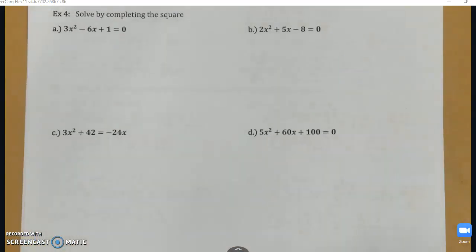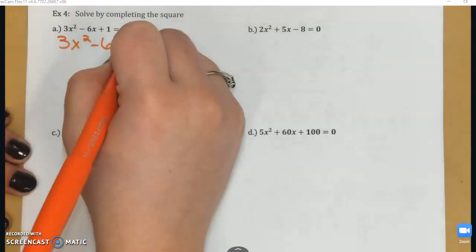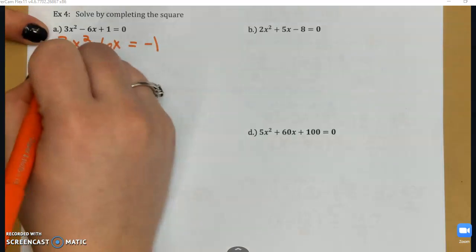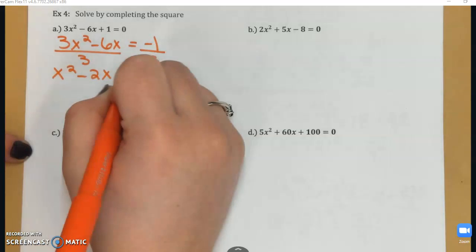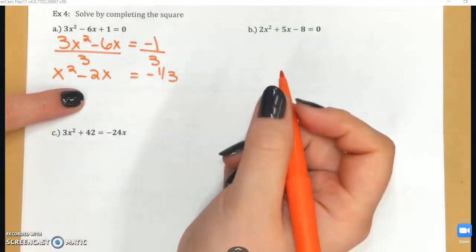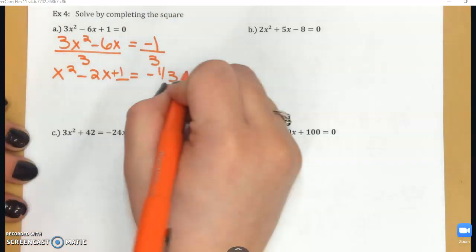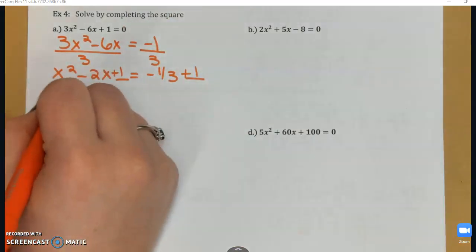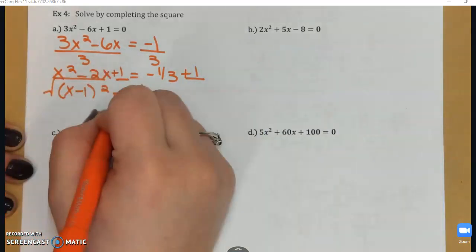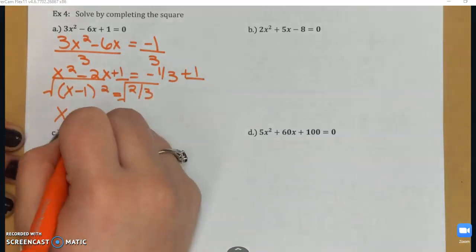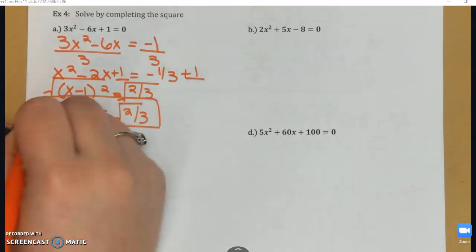Here is example set 4, starting with part A. I'm going to move the 1 to the other side. And now a is 3, so I'm going to divide everything by 3 and get x squared minus 2x equals negative 1/3. And I'm ready to complete my square. Half of negative 2 is negative 1. Negative 1 squared is 1. So I add that to both sides. And x minus 1 squared equals 2/3. Square root both sides. And I'm going to get that x is 1 plus or minus the square root of 2/3 as my final answer.